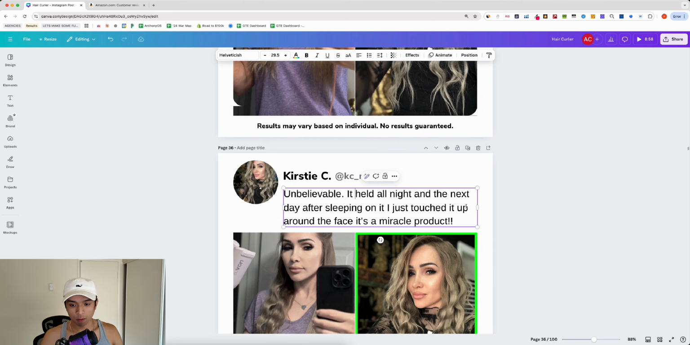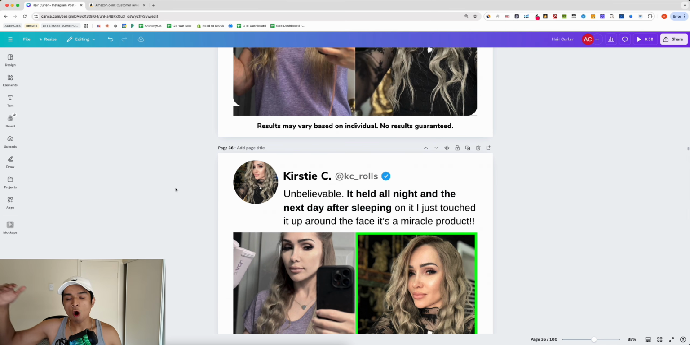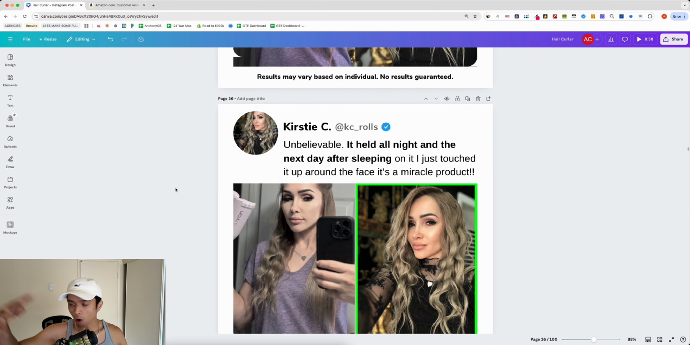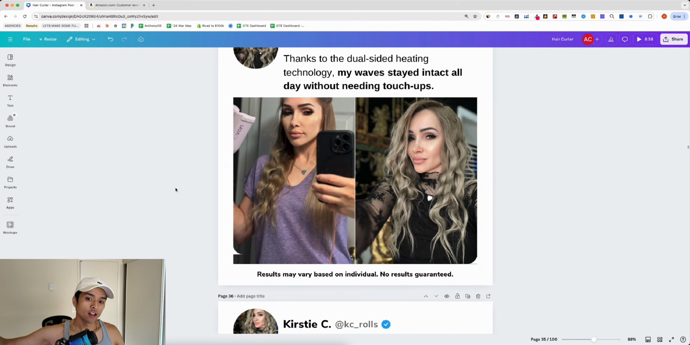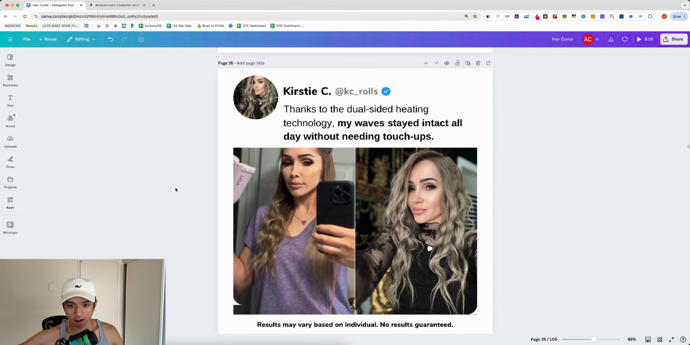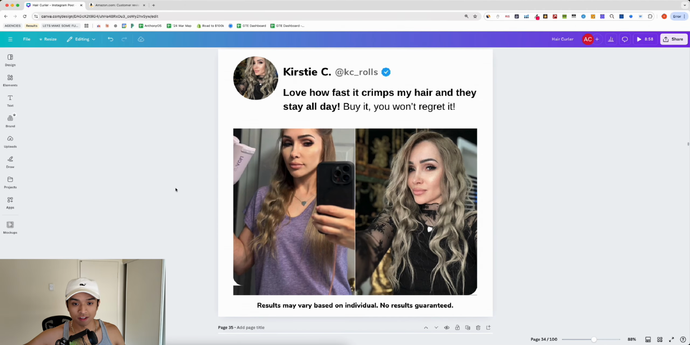So going back to this one, I'd probably do, it held all night after sleeping on it. And so again, all going after the same angle, as you see. We're all leveraging this angle of getting waves that last all day. This one's talking about how it held all night, even the next day after sleeping. This one's talking about how it holds all day without needing touch-ups. This one's talking about how it holds all day just in general and it crimps the hair fast.